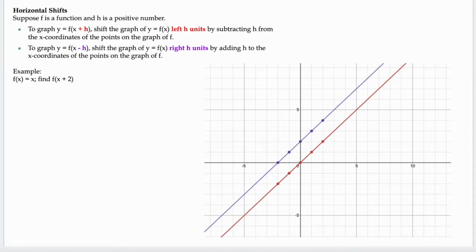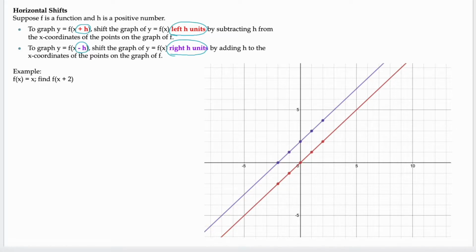Sometimes we want to have a horizontal shift, and notice that this horizontal shift happens inside the function, not outside the function. So if inside the function I am adding h, be careful because that means I'm going left that many units. And if I am subtracting h, that means I'm actually going right that many units. So if we are adding or subtracting inside the function itself, we need to go left or right, and it's almost opposite of where you think it might be going.